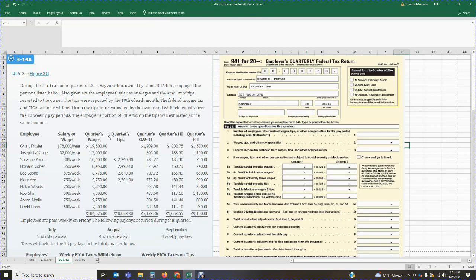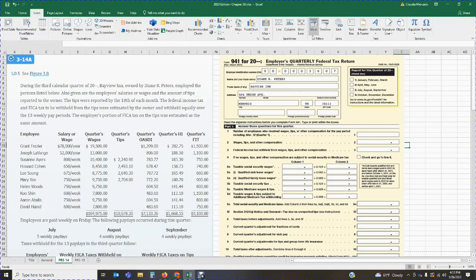Now, the information here is provided for July, August, and September. So that is January, February, and March is the first quarter. April, May, and June is the second quarter. July, August, and September is the third quarter. October, November, and December is the fourth quarter. The information in this return is for July, August, and September. So that means that this is for the third quarter.